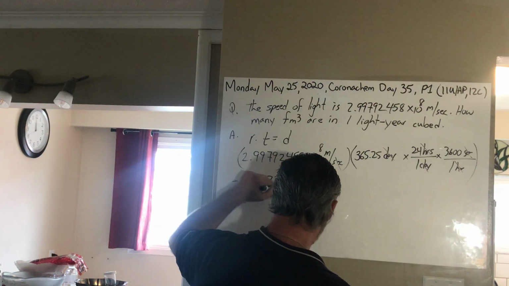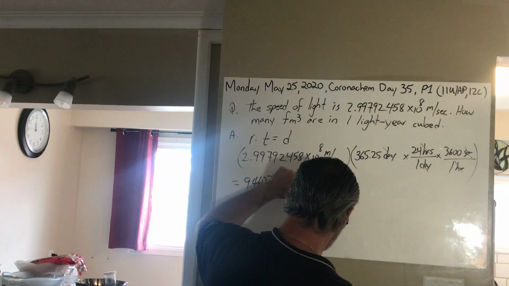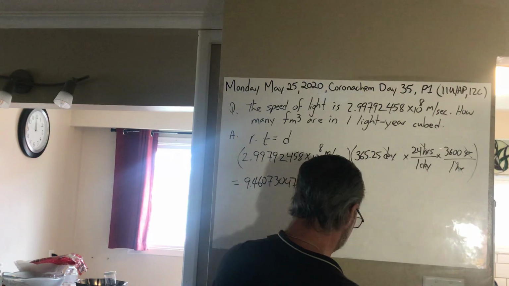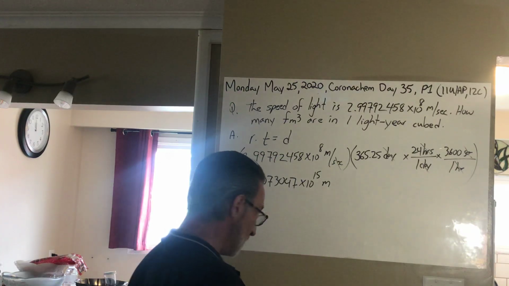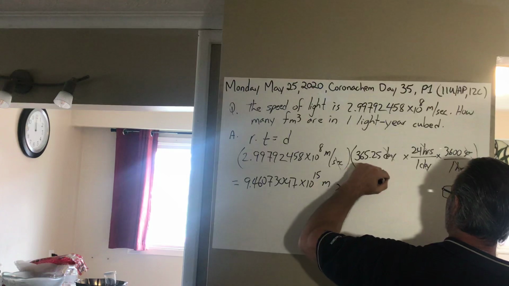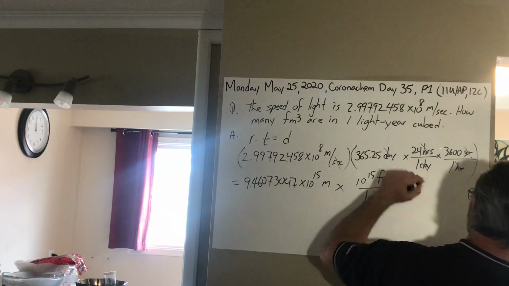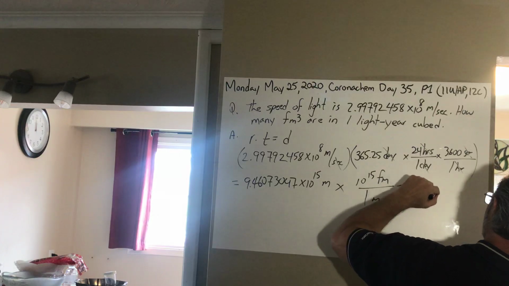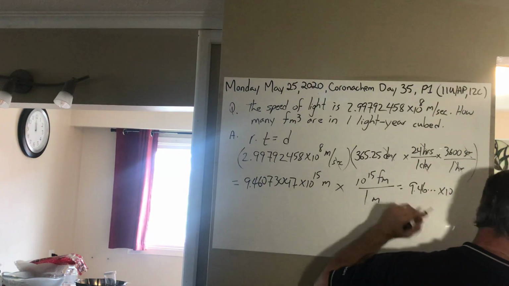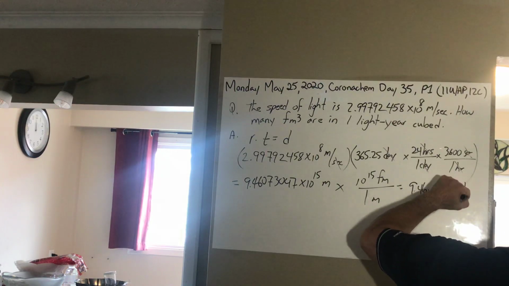What we get is 9.46073047 times 10 to the 15 meters. That's how far a beam of light travels in 1 year. Now let's convert that to femtometers. We know there's 10 to the 15 femtometers in 1 meter, so that number turns into 9.46, etc. I'm not going to rewrite all the decimals, you see them there, times 10 to the 30 femtometers.